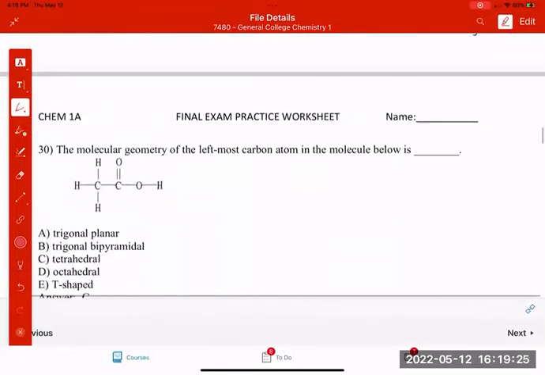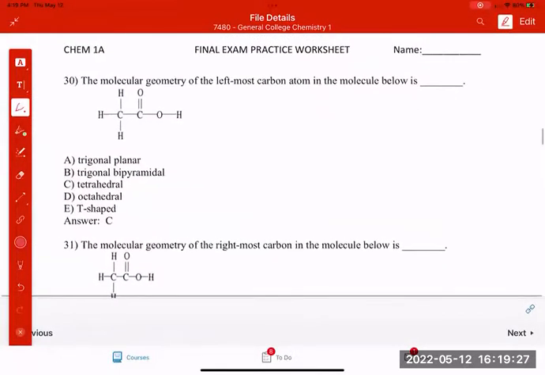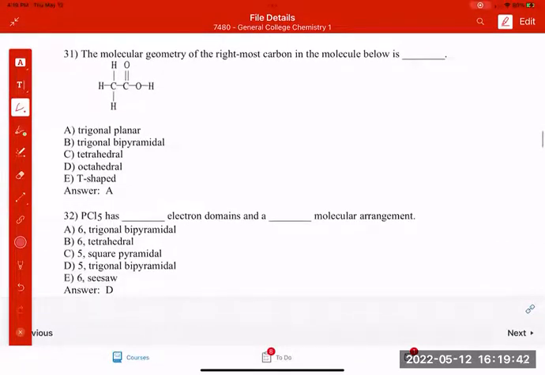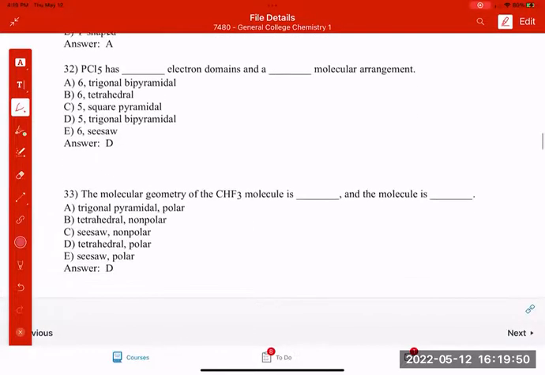Next, what is the molecular geometry of the leftmost, which is CH3? It's just carbon with 3 sides, that's tetrahedral. You should be able to recognize that by now. Next, the rightmost carbon is bonded on 3 sides, right? So it is trigonal planar.